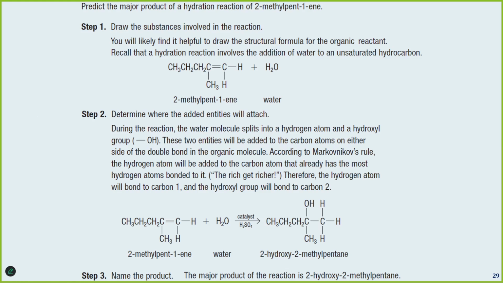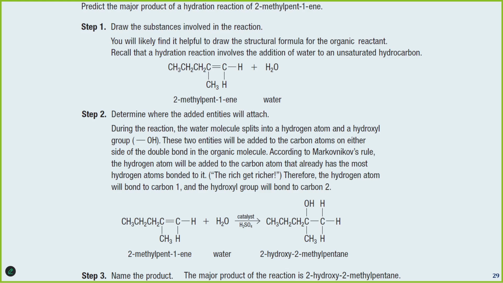So the first step is to draw the substances first involved in the reaction, right? You will likely find it helpful to draw the structural formula for the organic reactant. Recall that a hydration reaction involves adding water to an unsaturated hydrocarbon. So we have 2-methylpent-1-ene plus water here.